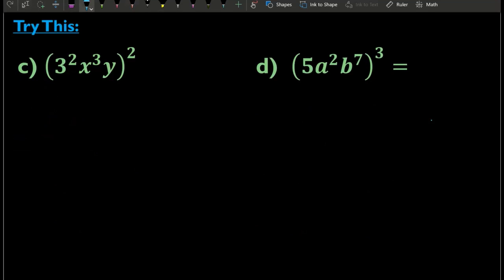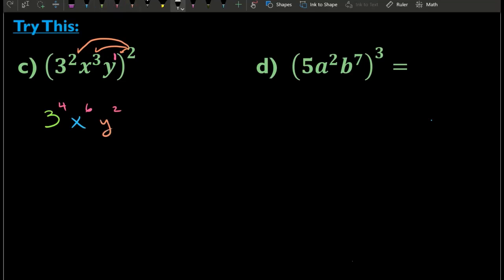Alright, problem C. As we see that 3 has the second power, that's good for us. X to the third, y, there's no power for y, you're gonna put 1. Okay, then what we're gonna do is distribute power to power. That will give us 3 to the 2 times 2, which is 4, x, 3 times 2 is 6, and y, 1 times 2 is 2.